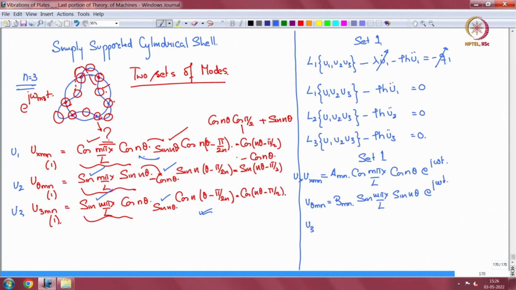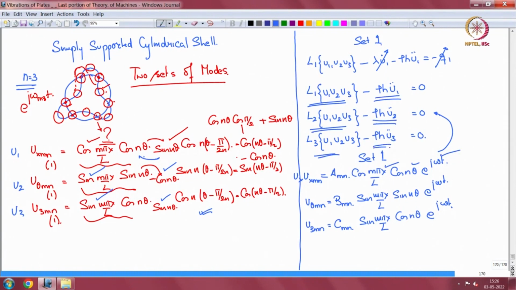Then u3mn as some cmn sin m pi x by L cos n theta e to the power of j omega t. So we go ahead and substitute this into these equations. Now the L1 is a spatial operator, it will operate on space. This is a temporal operator, it will operate on the time. Same here, same here. This is time, this is time.